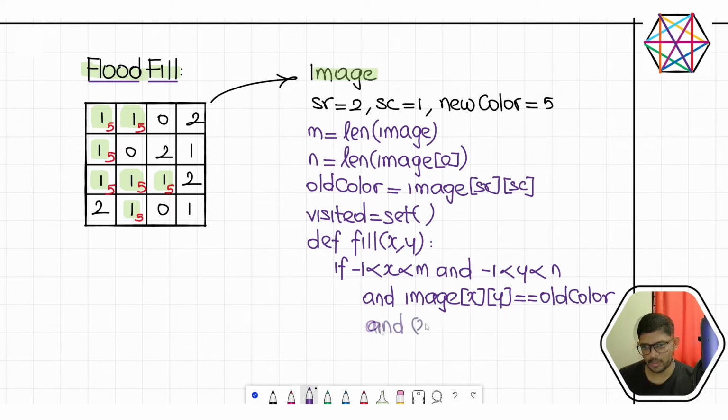And one more condition: the tuple x, y is not in the visited set, because if it is in the visited set, then we have to avoid considering that particular node or that particular cell. There is no point. It will put us in a loop. So if it is not visited, only then we will think of applying this following algorithm, not otherwise.